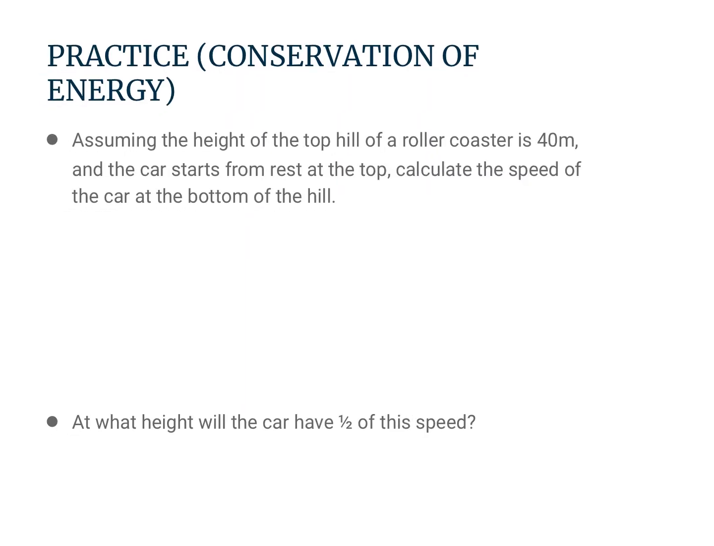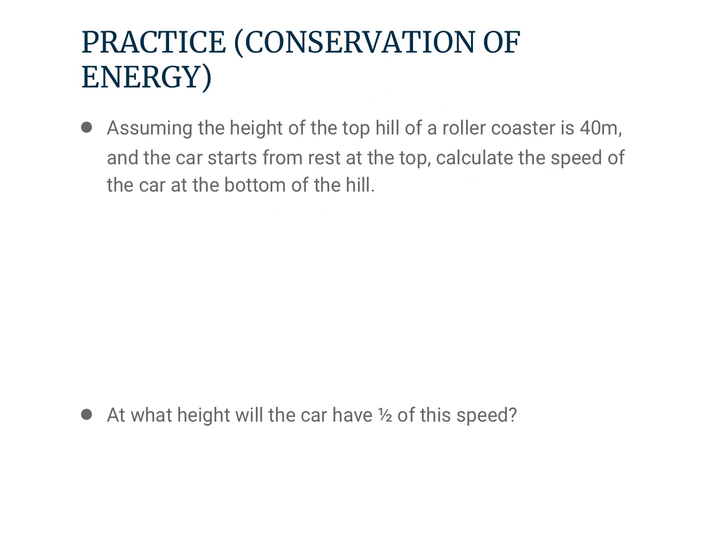Okay, let's try another one. Assuming the height of the top hill of the roller coaster is 40 meters and the car starts from rest at the top, calculate the speed of the car at the bottom of the hill. Okay, so if we're at the top, our height is 40 meters. What type of energy do we have at the top of our system? Potential. All potential, and it's gravitational potential, right?